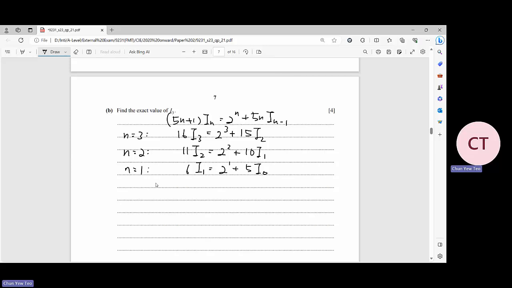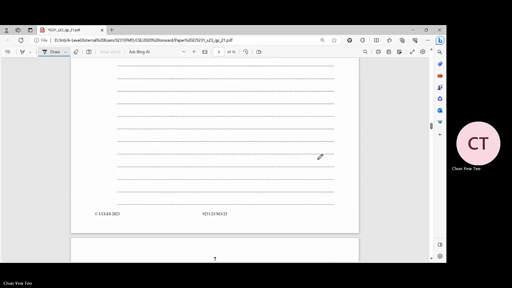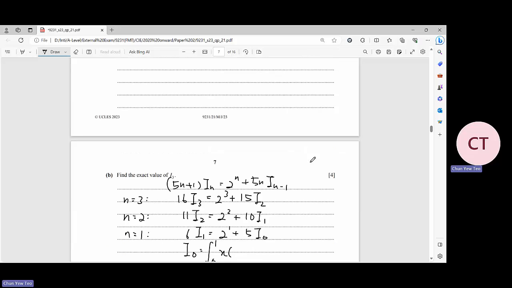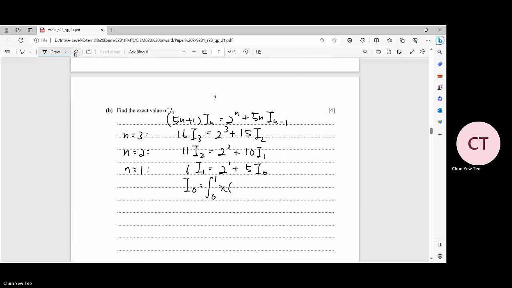I0. I think I0 should be easier for us to integrate. What is I0? I0 is the integral from 0 to 1 of, let me refer back, (1 plus x) power 5 power 0 dx. And we all know that power 0 gives you 1. So we just integrate 1 dx, and you will get x from 0 to 1. You're supposed to get 1.